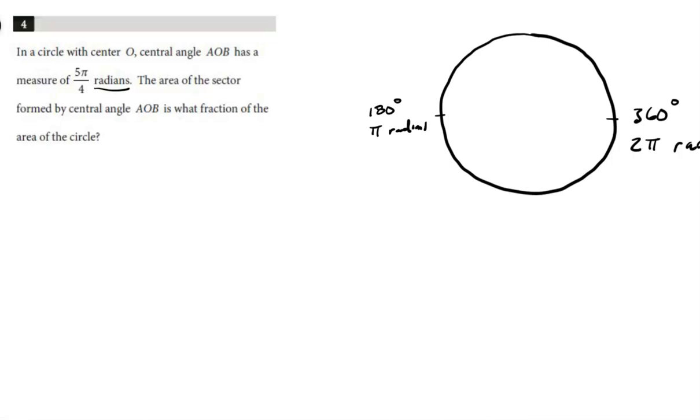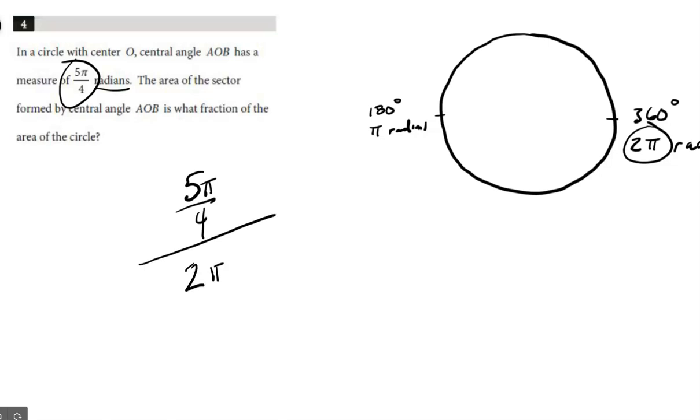So if the area of the sector is 5 pi over 4, what fraction of the whole area is that? Well, if the whole circle is 2 pi, what fraction is 5 pi over 4 out of the full 2 pi? So 5 pi over 4 is what fraction of the full circle?